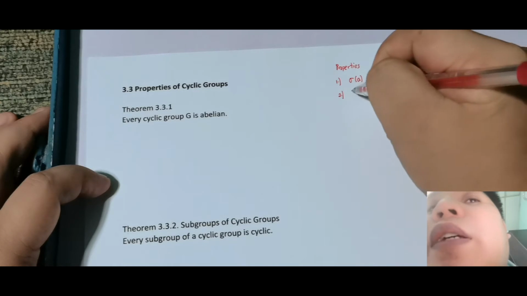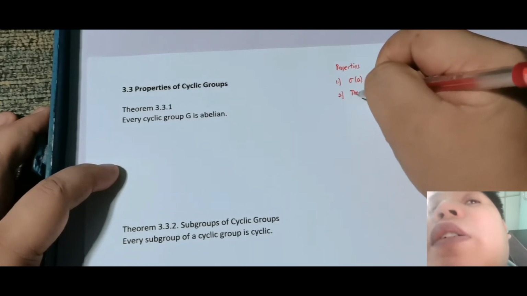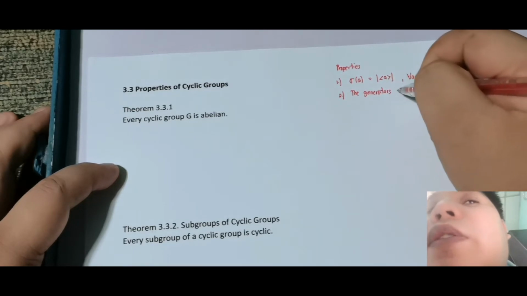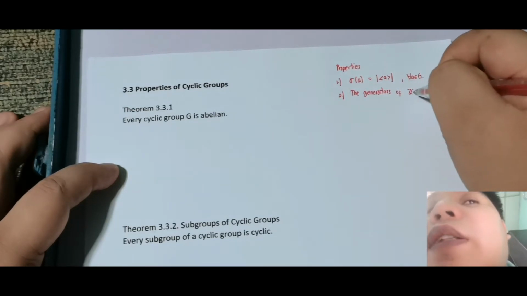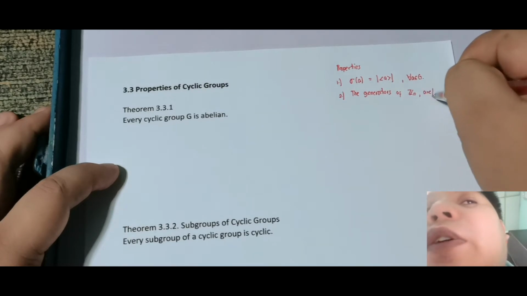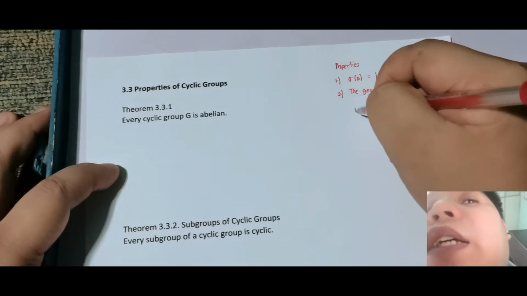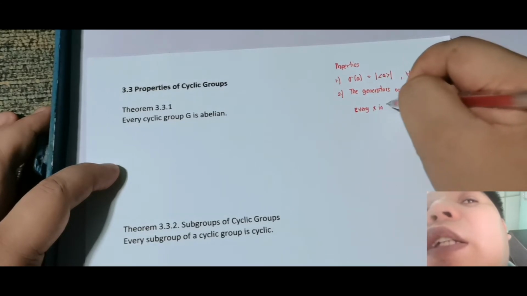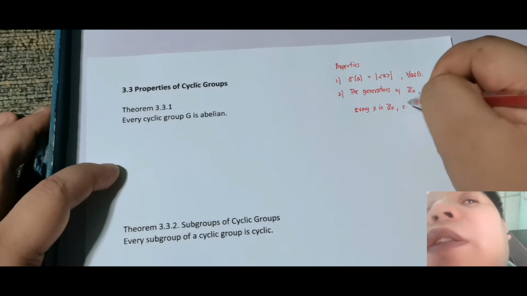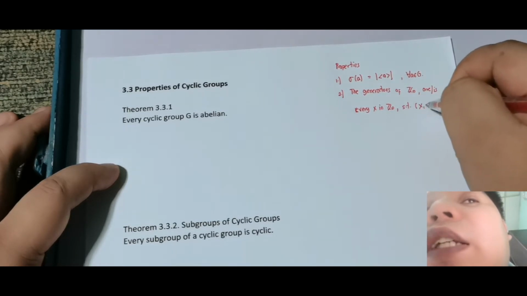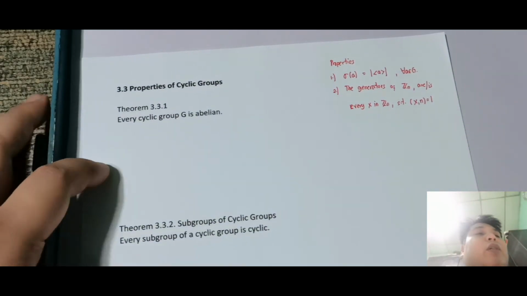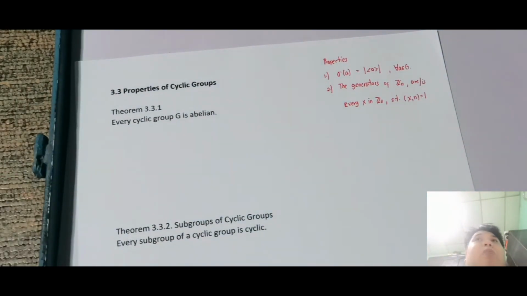Number 2, which I haven't said yet: the generators of C sub n are every x in C sub n such that the GCD of x and n is equal to 1. What does this mean? If you have C sub n, find the elements relatively prime to n, and those are the generators.